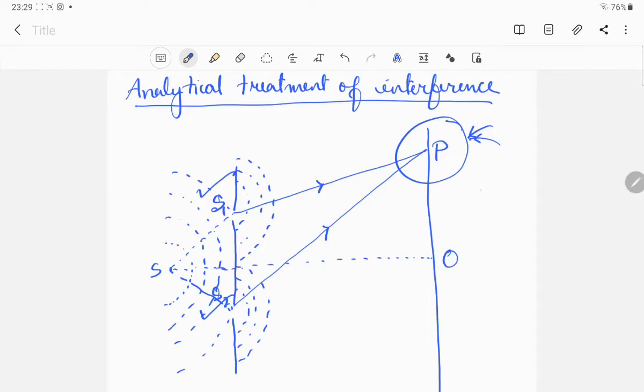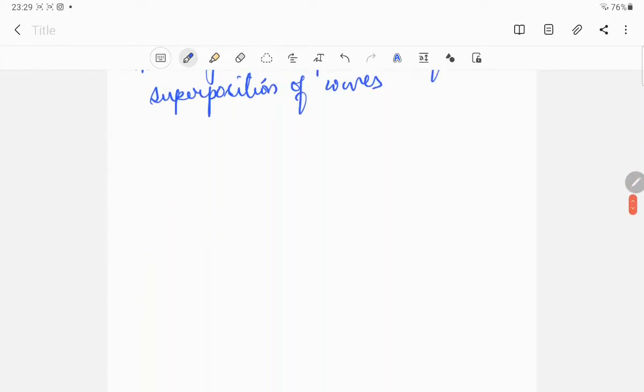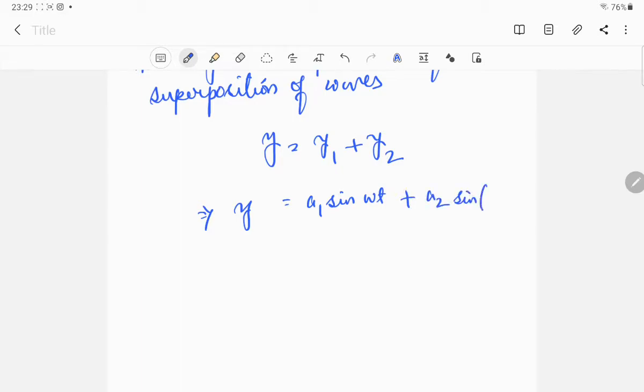The wave coming out of S1 has a displacement of y1, and another one has a displacement of y2. So y is equal to y1 plus y2. This is as per the principle of superposition of waves. Now it is A1 sine omega t plus A2 sine omega t plus delta.